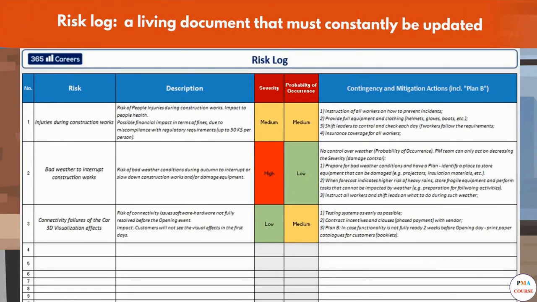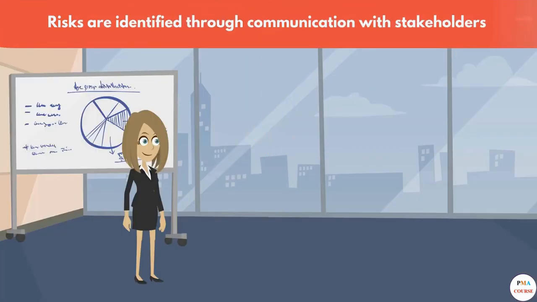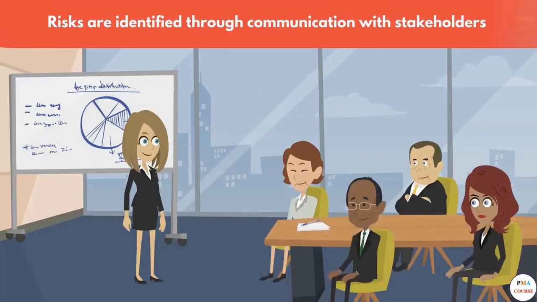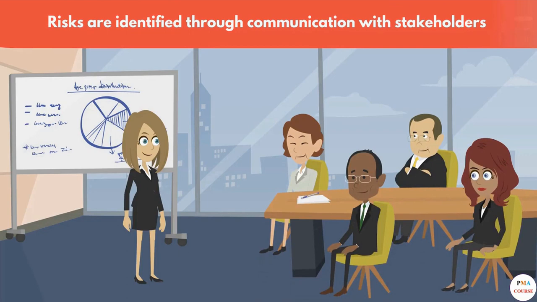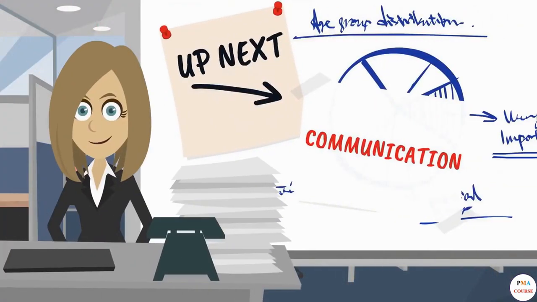So view your risk log as a living document that must be constantly updated. Risks can rear their head at any point, and previously identified risks can evolve. A good project manager will keep updating their risk log. As we mentioned, risks, as well as many other areas of the project planning, are often identified through communication with stakeholders. So how about we take some time to discuss how a project manager communicates with everyone involved in the project?